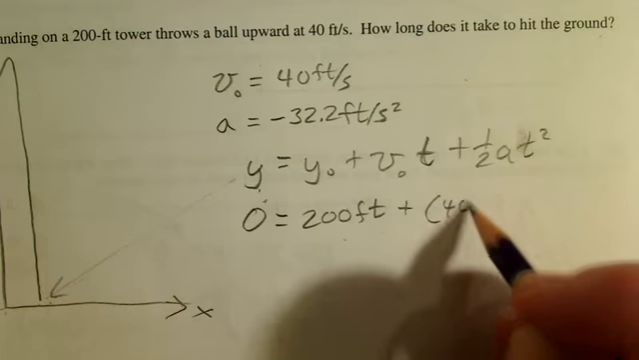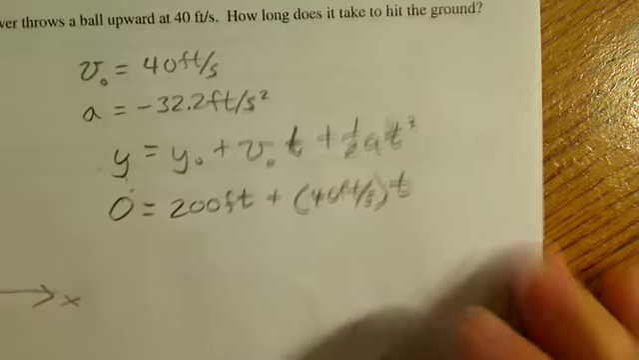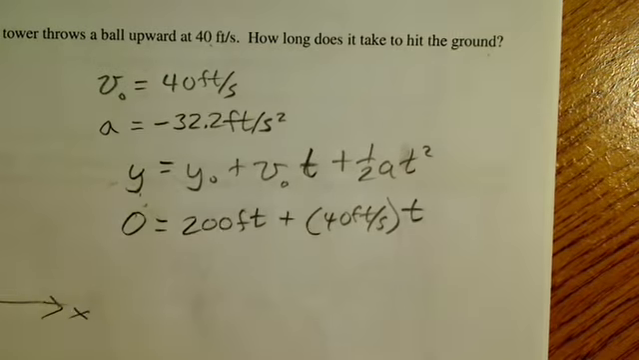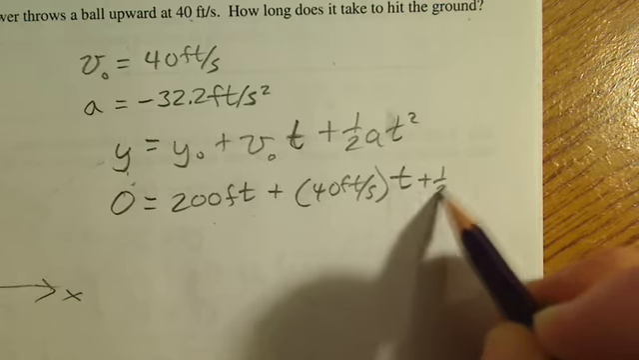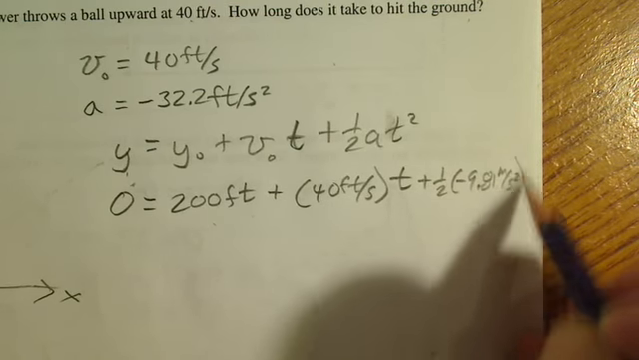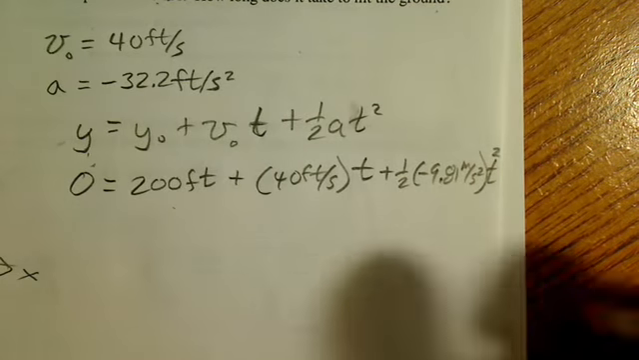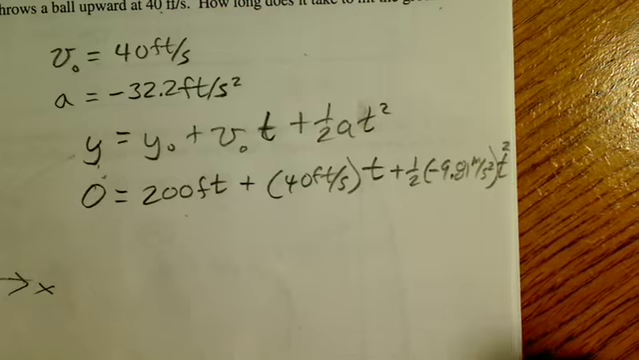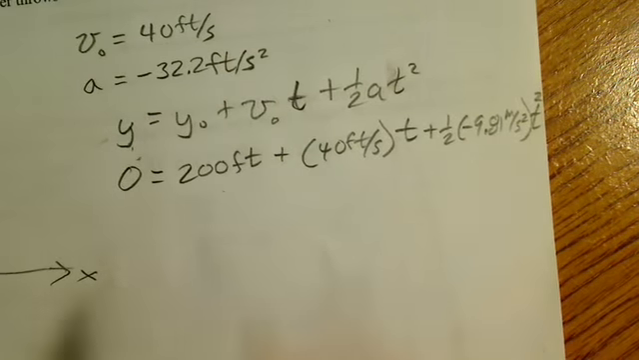Plus 40 feet per second times t. That's the 40 feet per second right there. And the last one is plus 1/2 negative 9.81 meters per second squared, t squared. Kind of ran out of room at the end there. This looks a little bit difficult because it's a quadratic, but you can do this.